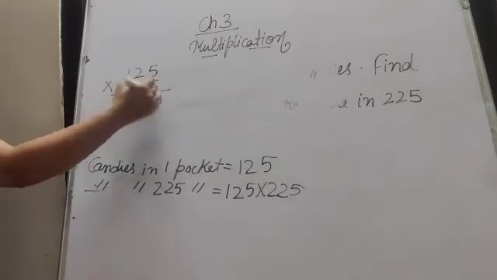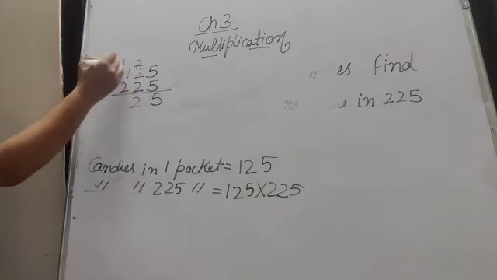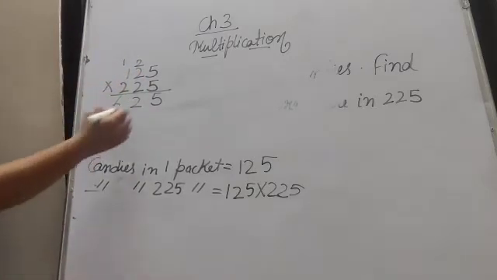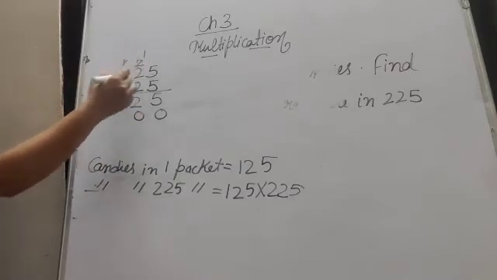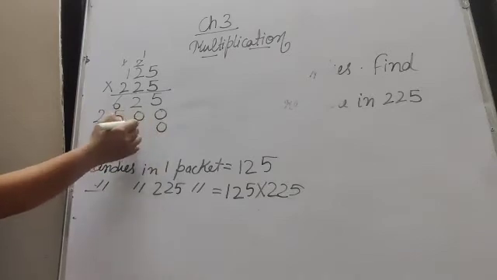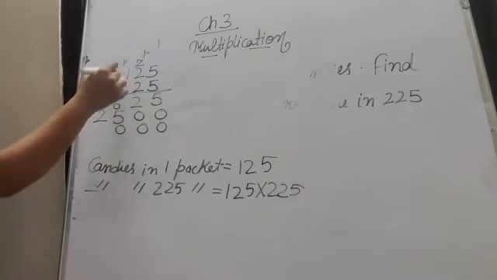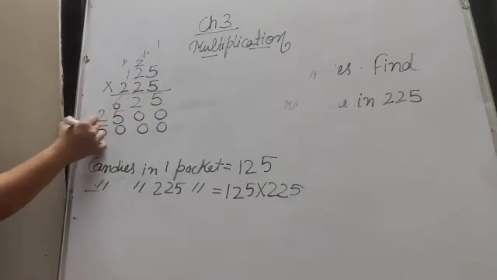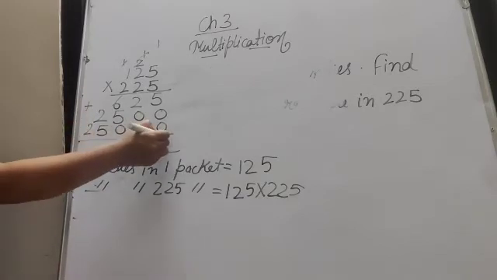5 times 5, 25. 5 2s are 10. Plus 2, 12. 5 1s are 5. Plus 1, 6. 2 5s are 10. 2 2s are 4 plus 1, 5, 2. Now, this 2 term comes. So, 1s and 10, 0. 2 5s are 10. 2 2s are 4 plus 1, 5, 2. Now, just add.